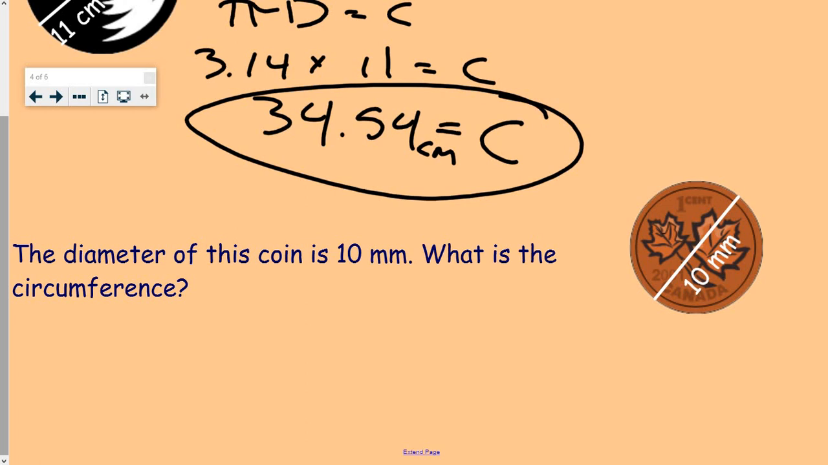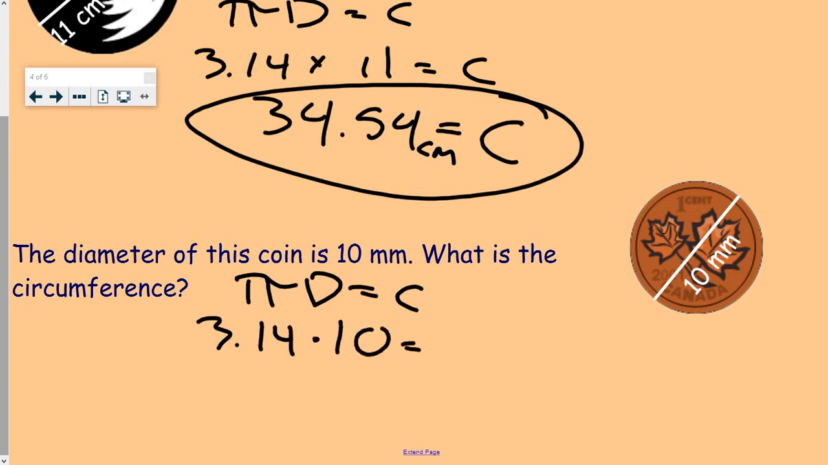Finally, the diameter of this coin is 10 millimeters. If you can only find the radius, you can also find the diameter, because remember, 2 radiuses equals 1 diameter. So pi d equals c, pi equals 3.14 times 10 equals c, then 31.4 millimeters is the circumference.